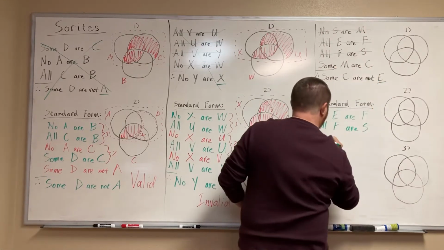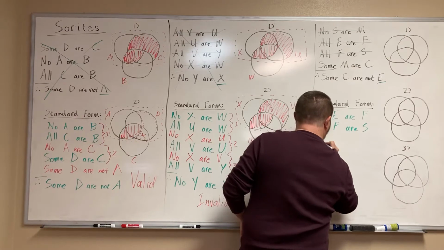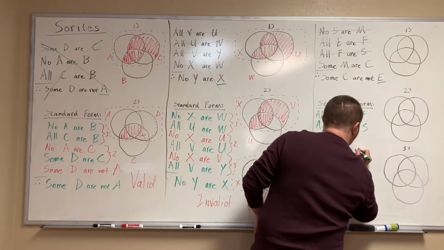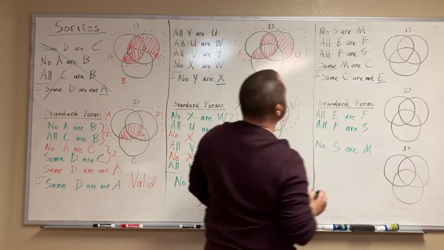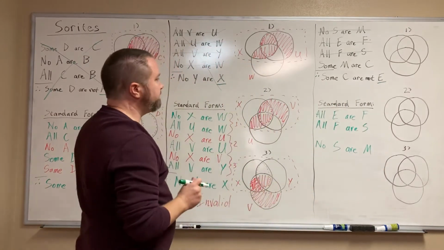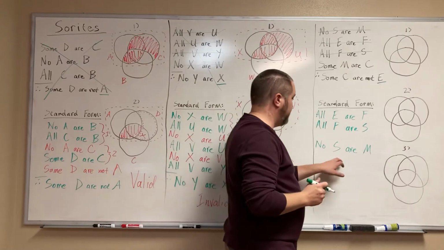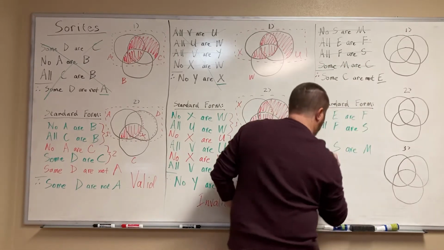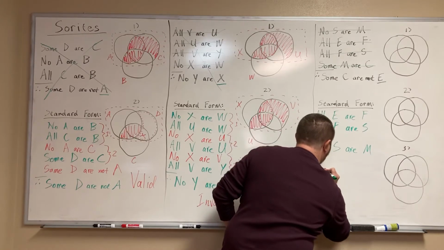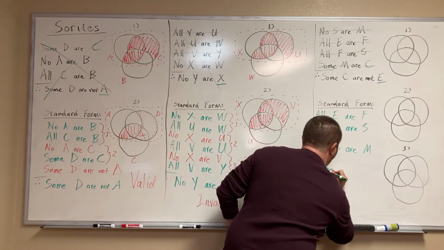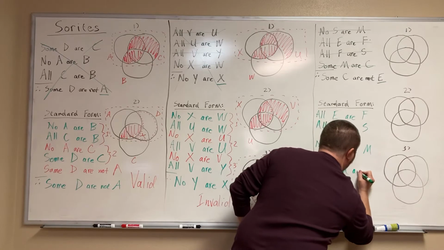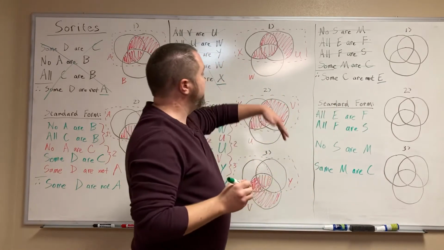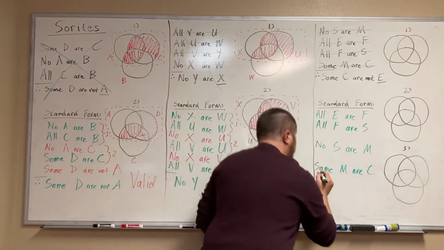No S are M. I'm going to leave a little space there for a subconclusion. Is that right? No S are M. And then we've used up the S. We look for the M. That's in some M are C. So we've used up all the premises.